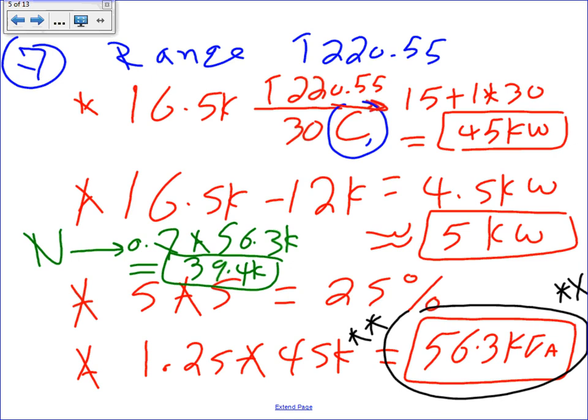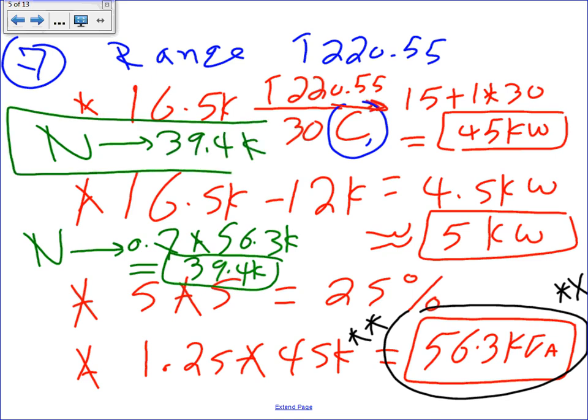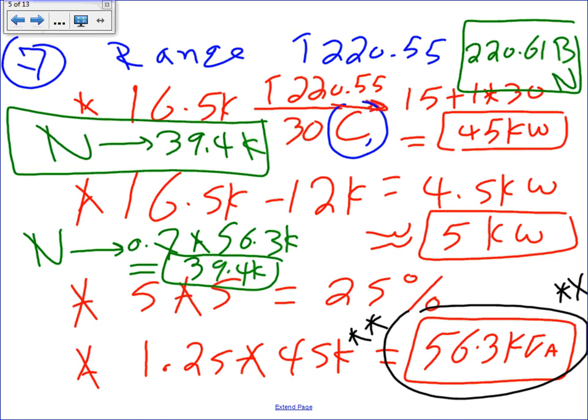So I'm going to put the same thing, N load. Here it's going to be 39.4K. And I'm going to ask you guys to give me this number later on. Where did this come from? Why did I do what I did here? For the range, it's going to be 220.61(B). And again, this is for Mr. Neutral. The article that tells you 220.61(B), how to calculate the neutral, right from there. Take 70% of this number, 39.4K. Questions?